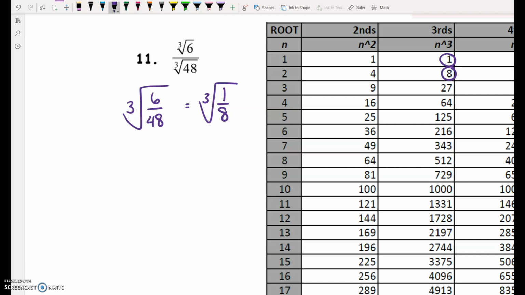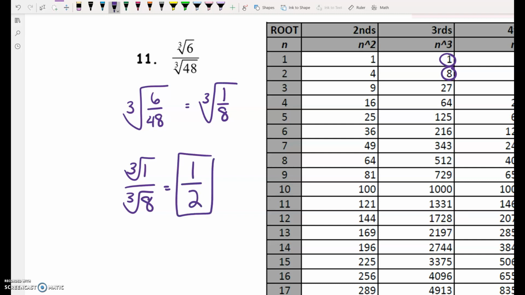So then we split it back up into the cube root of 1 over the cube root of 8. The cube root of 1 is 1, the cube root of 8 is 2. And 1/2 is certainly a lot simpler than the cube root of 6 divided by the cube root of 48.